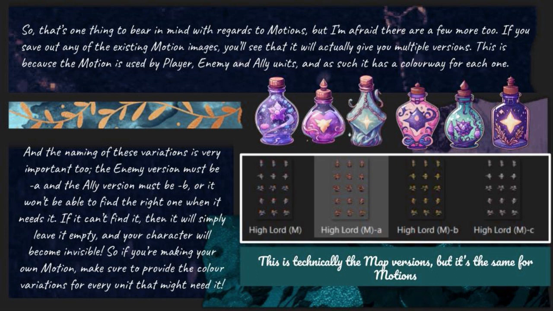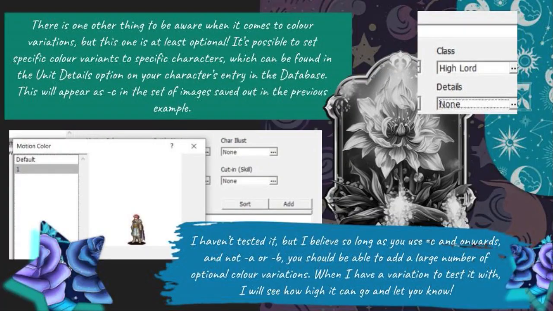If it can't find it, then it will simply leave it empty, and your character will become invisible. So if you're making your own motion, make sure to provide the color variations for every unit that might need it. There is one other thing to be aware of when it comes to color variations, but this one is at least optional. It's possible to set specific color variants to specific characters, which can be found in the Unit Details option on your character's entry in the database.